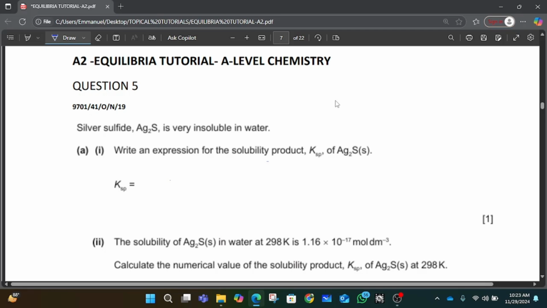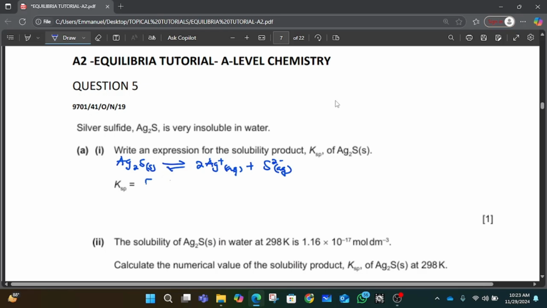When you have a question like this, the first thing to do is to write the equilibrium dissociation equation of the salt. So we have Ag2S solid dissociates to give 2Ag plus aqueous plus S2 minus aqueous. Now the Ksp is equal to the multiplication of the concentrations of the ions of the salt raised to the stoichiometric amount.